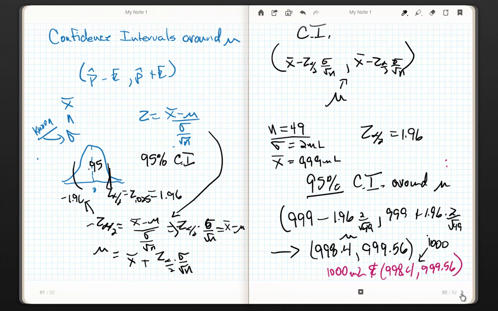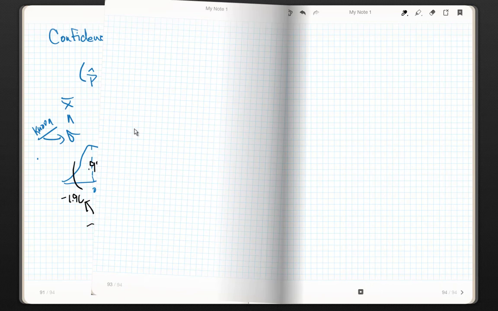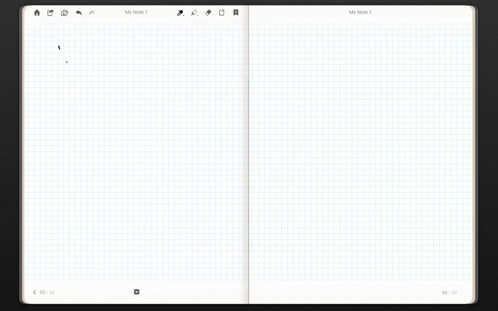Now, just to do this one more time, I'm going to have you try and do this, and we'll use our chart too. We're going to do exactly the same problem, only now we're going to build a 99% confidence interval, and let's see what happens. So let's see if we see any changes. So now, 99% CI around mu. Sorry about my handwriting.